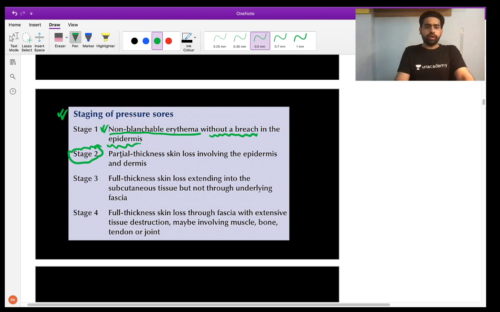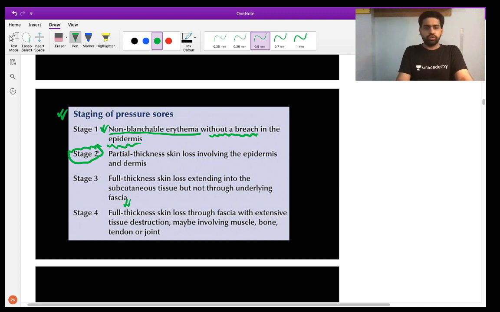Then in stage 2, as I told you, there is partial thickness loss involving the epidermis and the dermis. In stage 3, what is happening? There is a full thickness loss of the skin extending into the subcutaneous tissue, but not down to the underlying fascia. So fascia is not involved, just the subcutaneous tissue. In stage 4, you will reach the fascia as well as the bones and all those things. Okay, so the rest is okay.